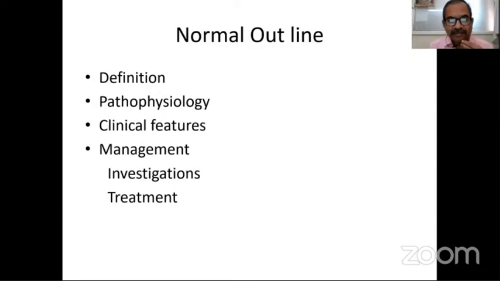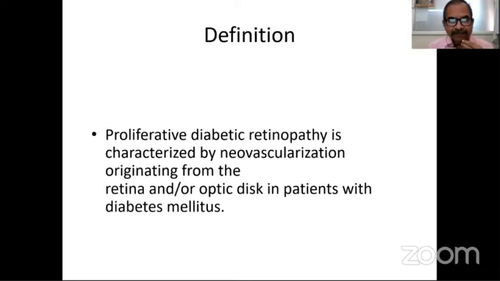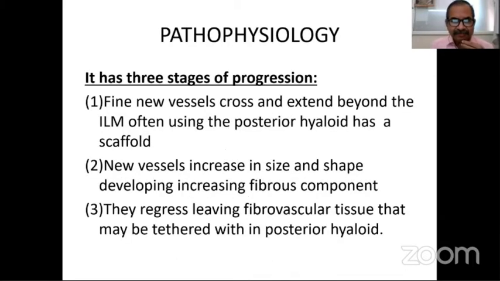So here the definition for PDR is proliferative diabetic retinopathy is characterized by neovascularization originating from the retina under optic disc in patients with diabetes mellitus. Still, you can make it bigger by adding the other symptoms or other signs of complications of proliferative diabetic retinopathy. But this will be enough for the definition. Next comes the pathophysiology. See, I am not discussing about the edema part.